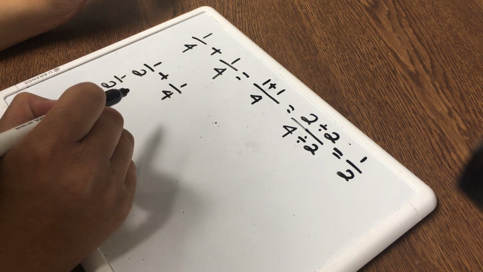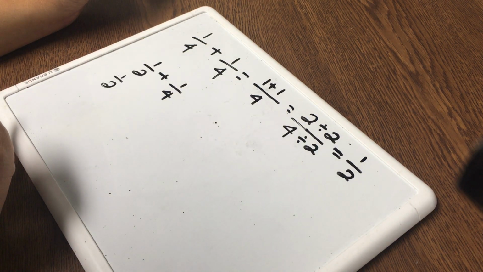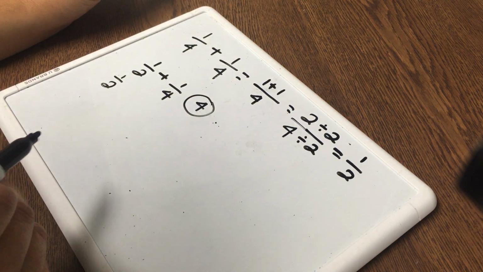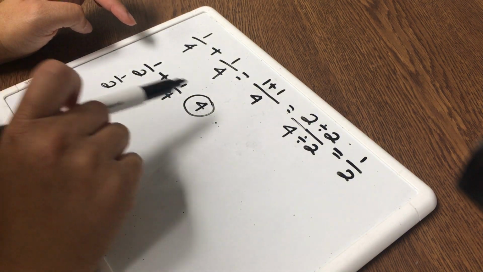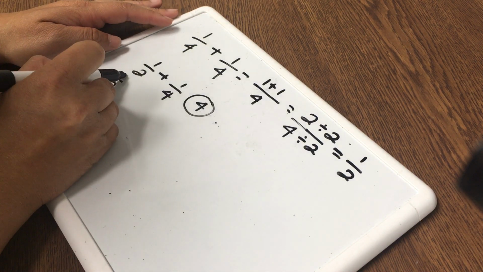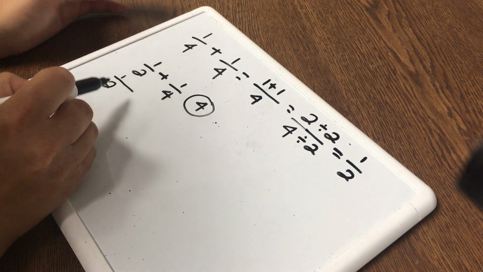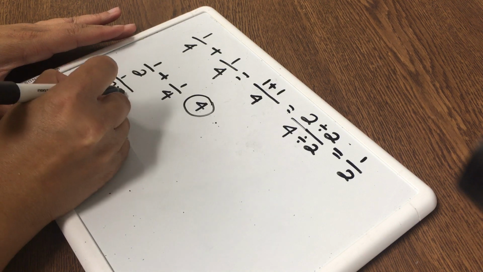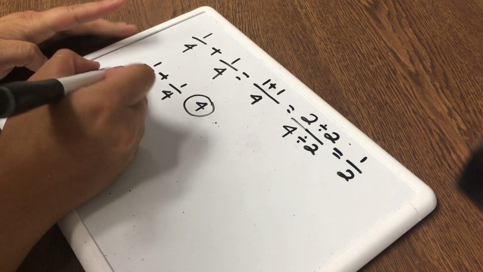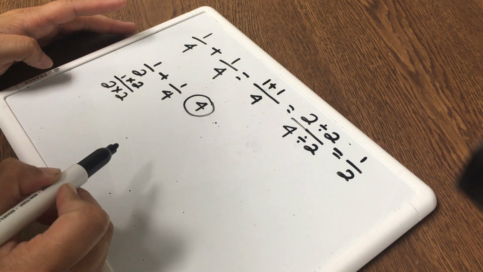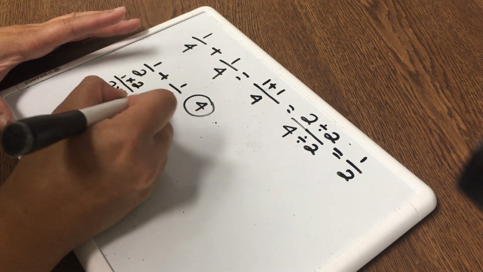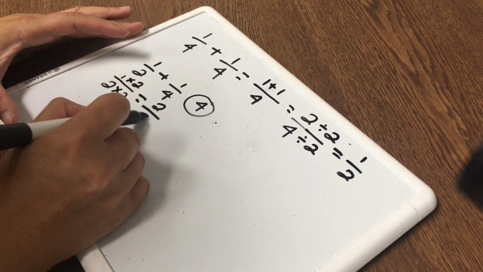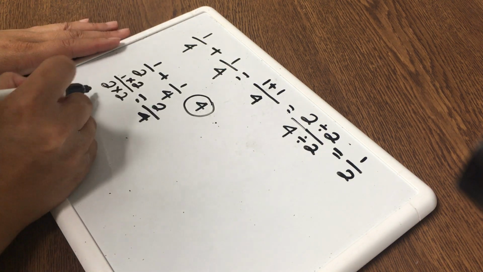So what number do 2 and 4 have in common? 2 and 4 have 4 in common. So 1/2 over here. What times 2 will give you 4? 2. So when you multiply the bottom by 2, you also have to multiply the top by 2. So your answer for this one would be 2 times 1 is 2, and 2 times 2 is 4. Okay, so 1/4.